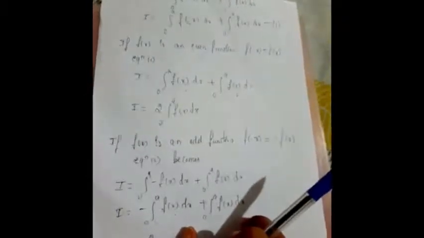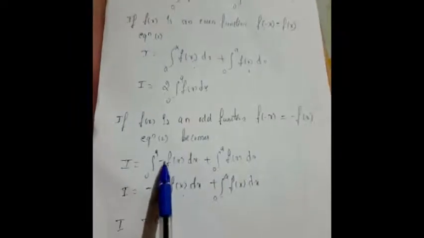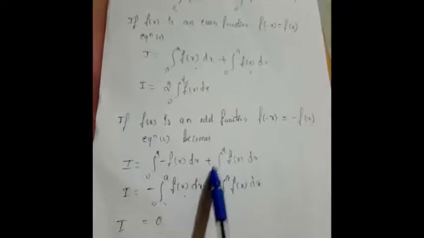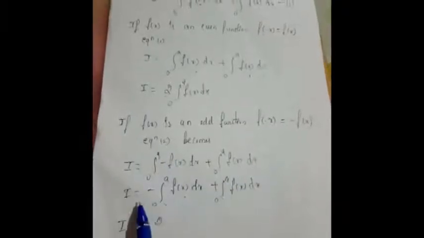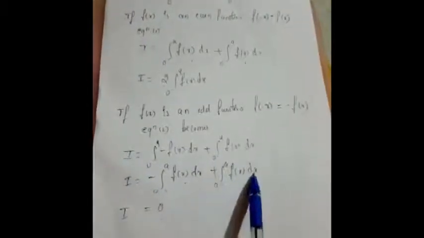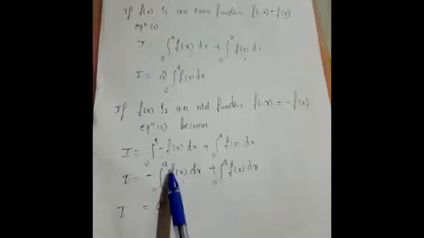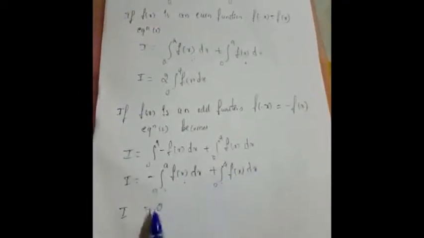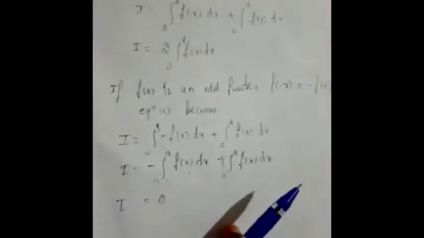Then your equation 2 becomes what? In place of f of minus x we have to put minus f of x dx. Yes, your limit is same. And see here, if I take 0 to a integration minus f of x dx plus 0 to a f of x dx, then I is equal to minus 0 to a f of x dx plus 0 to a f of x dx. Both the lower limit and upper limit are same, the function is same, but the sign changes. It means you will get I is equal to 0.